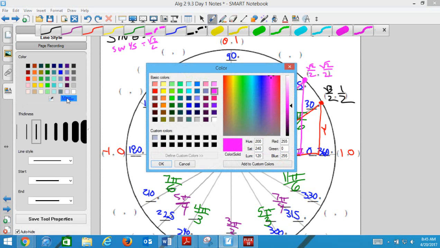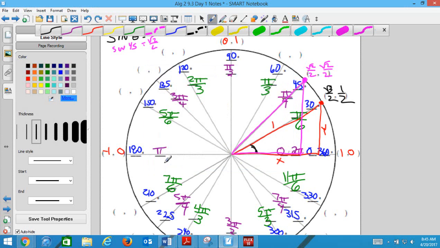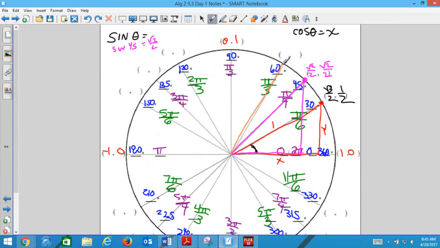Where is it? It is orange. Blue, brown. It's not brown. That one looks too similar. Oh well.